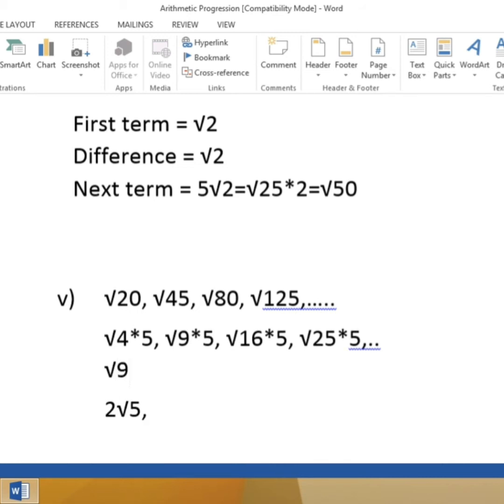I'll mention the example over here. Square root of 9 can be written as square root of 3 into 3. So we can remove the 3 into 3. We can write it as just 3. Remove the square root. It goes the same way for other numbers. Then 16 into 5 can be written as 4 into square root of 5. Then 5 into square root of 5. It goes on this way. So now we got all the list of terms. First term is 2 square root of 5.